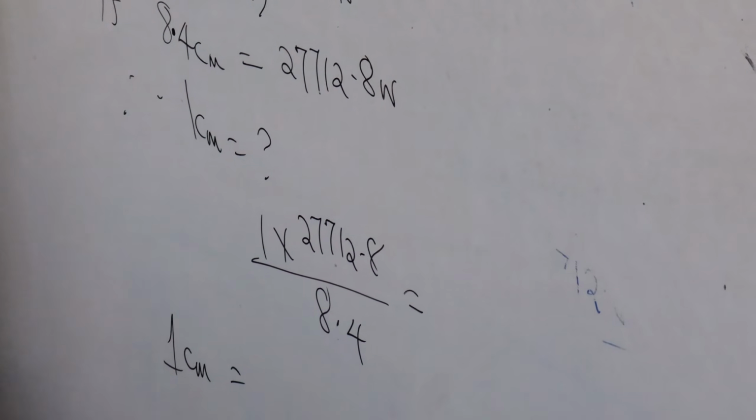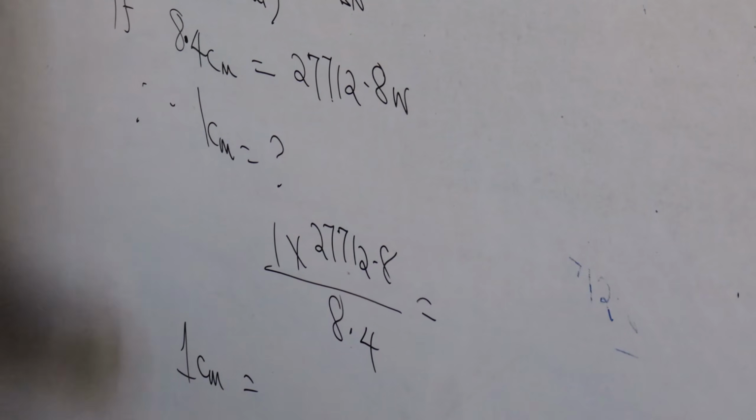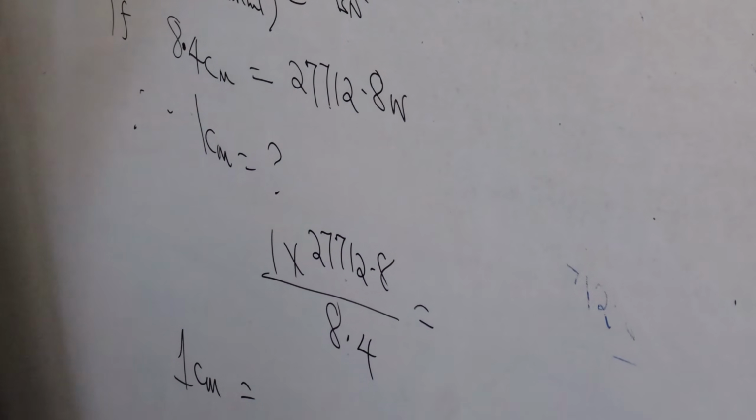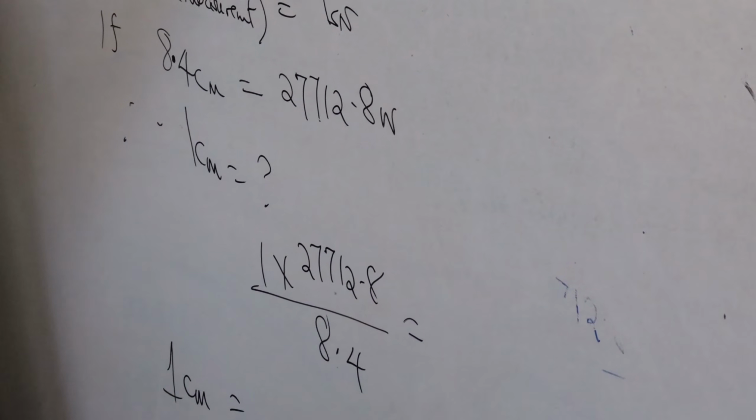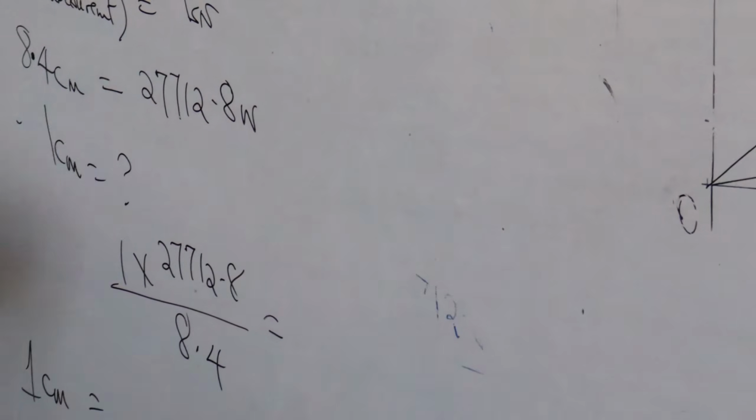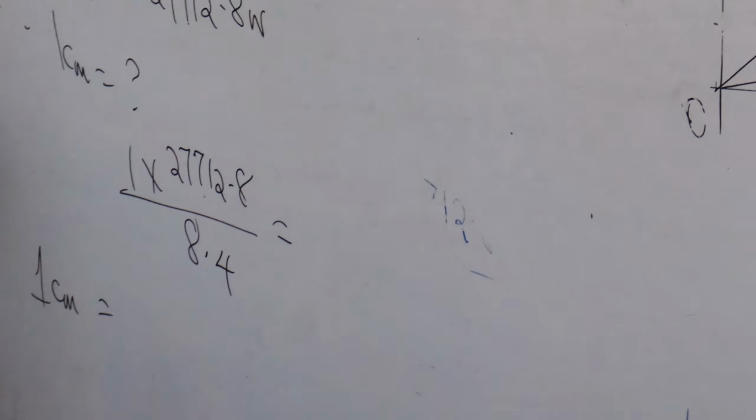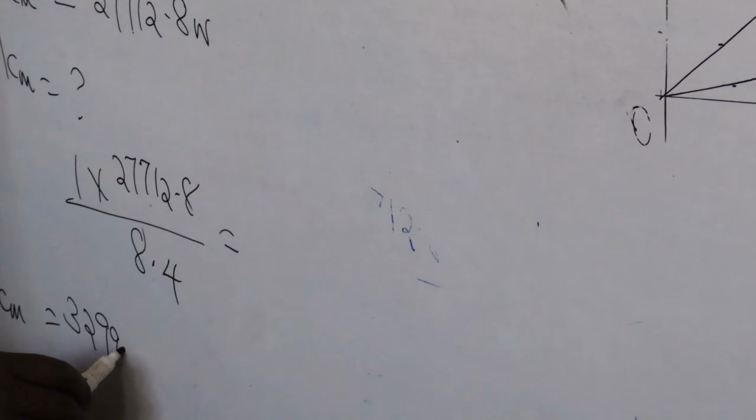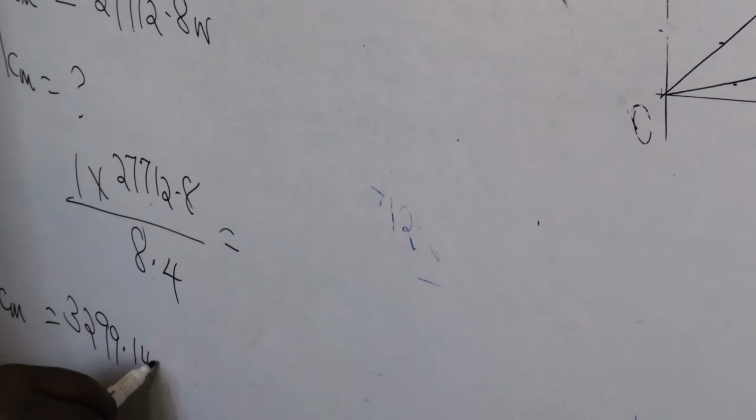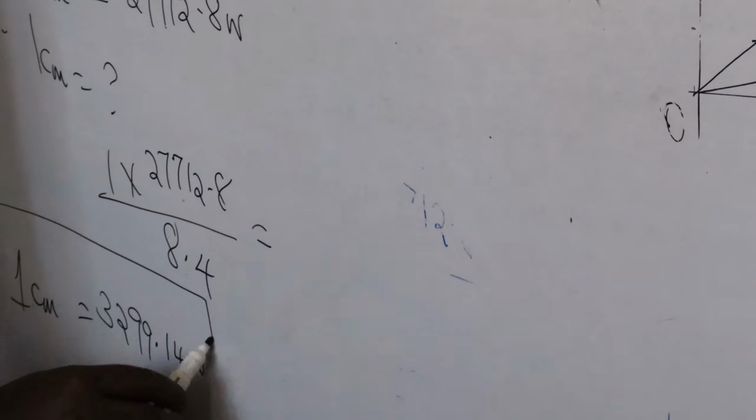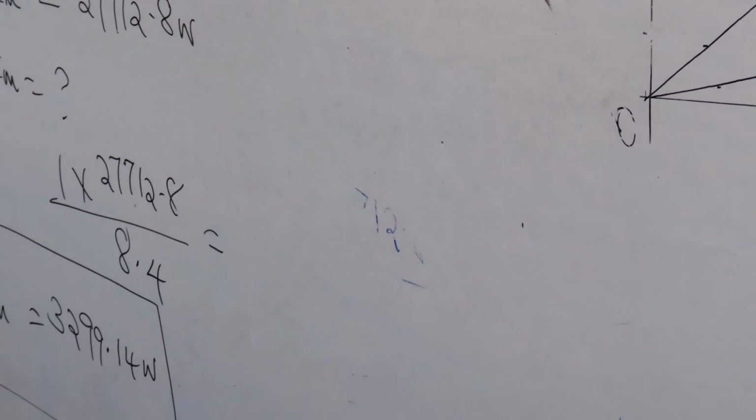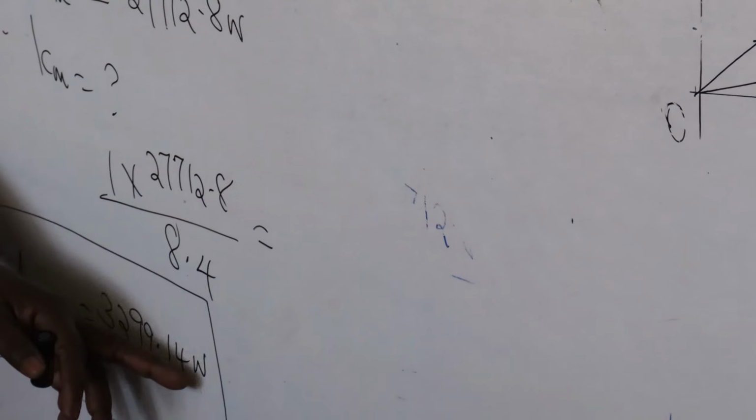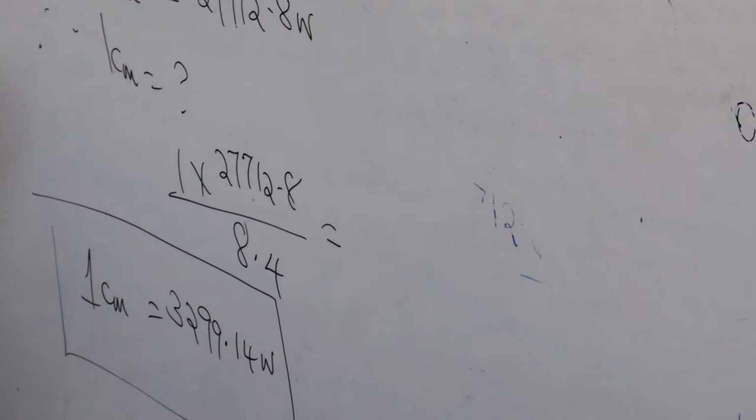I depend on those who gave me this value. Please use your value. Trust your value and use it. Those who gave me 8.4? So we have declared another scale that says 1 centimeter is equal to 32.99 watts. That is a scale for power.